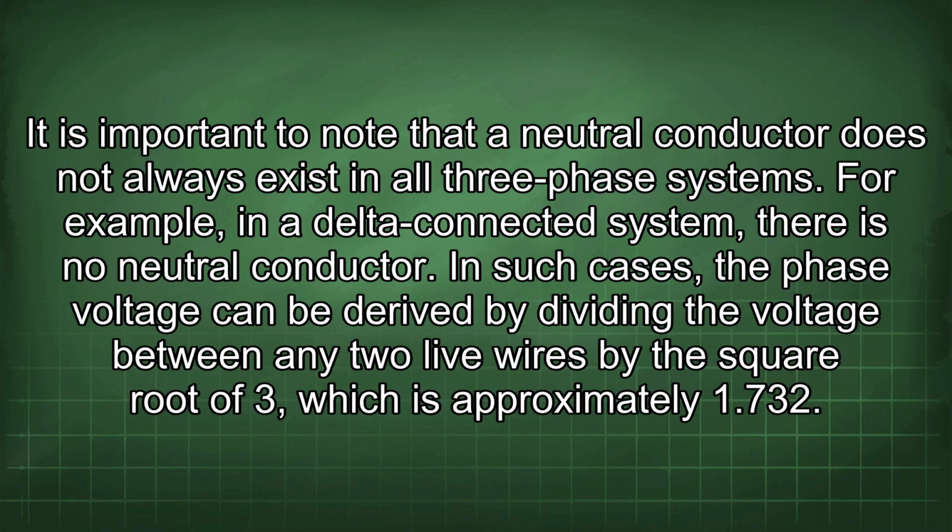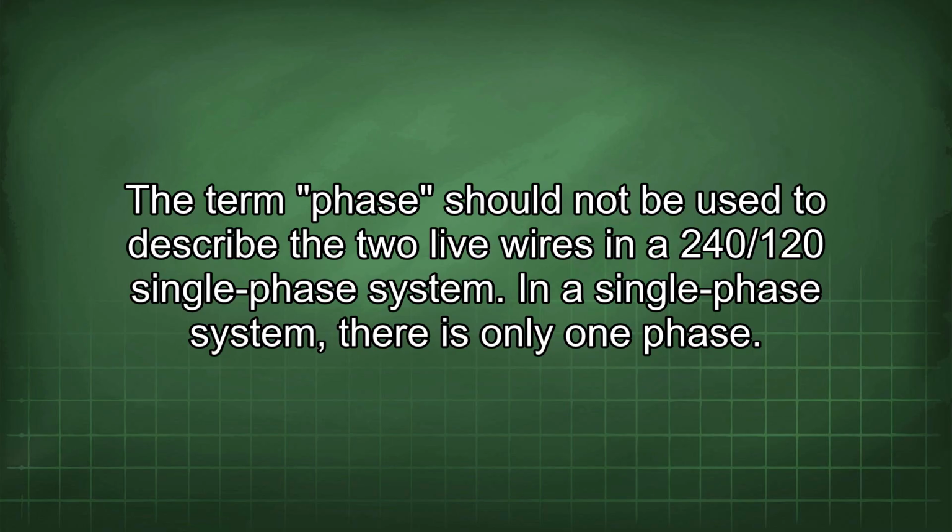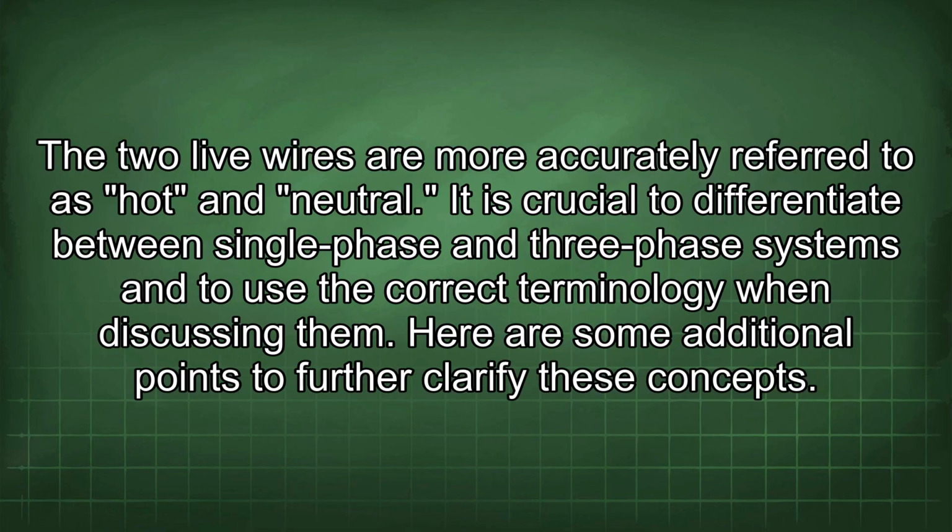In such cases, the phase voltage can be derived by dividing the voltage between any two live wires by the square root of 3, which is approximately 1.732. The term phase should not be used to describe the two live wires in a 240/120 single-phase system. In a single-phase system, there is only one phase. The two live wires are more accurately referred to as hot and neutral. It is crucial to differentiate between single-phase and three-phase systems and to use the correct terminology when discussing them.